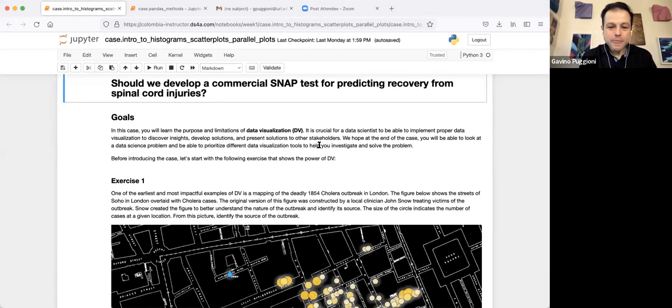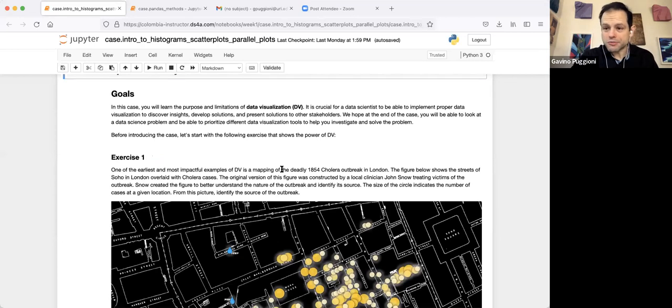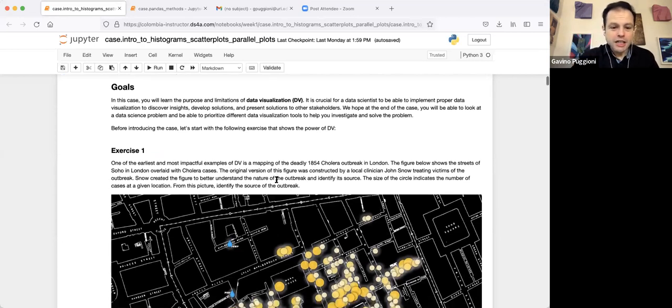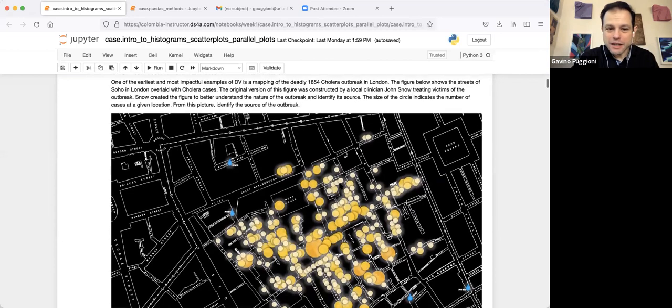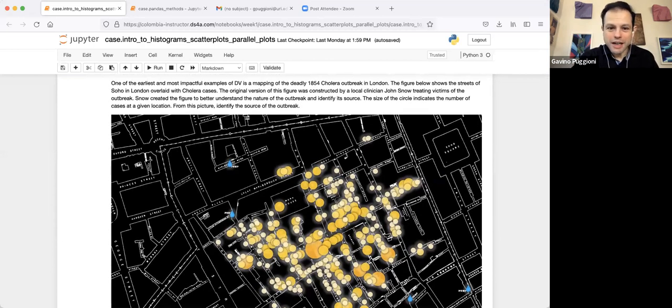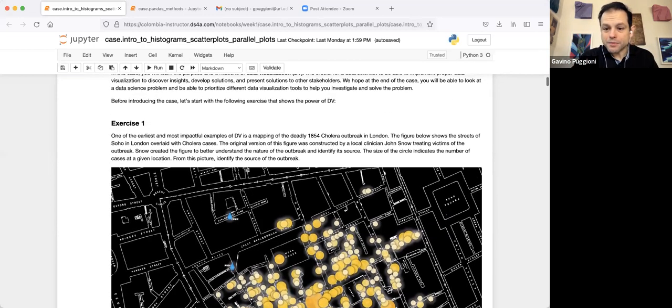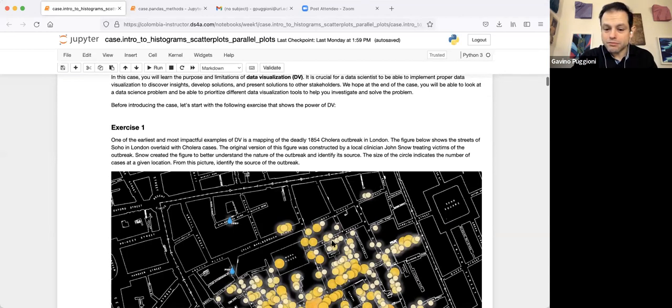So this is a map of the cholera outbreak in London from 1854. At the time, it was considered a big deal because a lot of people were getting infected with cholera, and it was what was dominating the news. So the figure below shows the streets of Soho. Soho is one of the neighborhoods in London, and with the yellow dots, we have the instances of cholera cases. Notice that the circles are not the same size, okay?